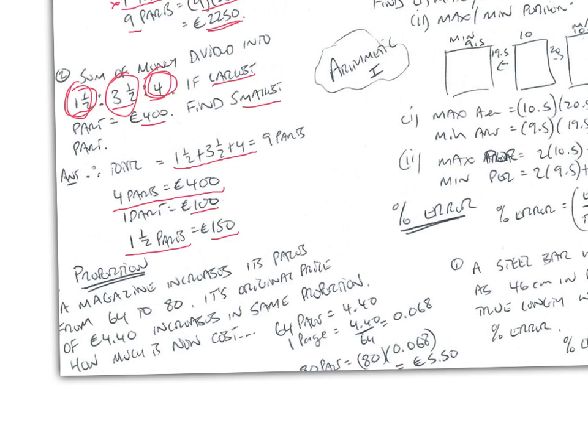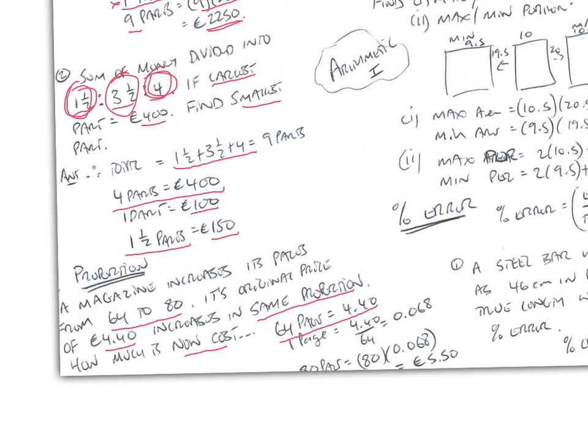Okay, and then moving on to proportion. An example of a proportion problem would be a magazine increases its pages from 64 to 80, say for the Christmas bumper edition. Its original or normal price is €4.40, and that increases in the same proportion. How much would the new cost be? In the same proportion as the increase of pages, the price will increase proportionally. Okay, so 64 pages cost €4.40.